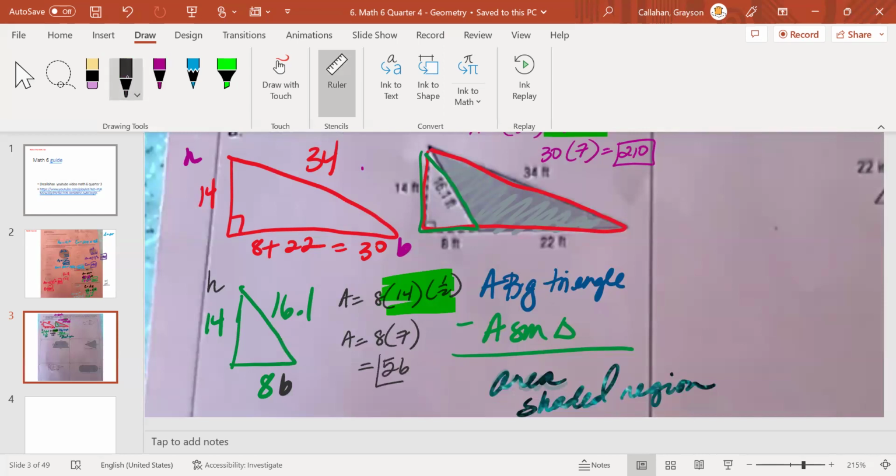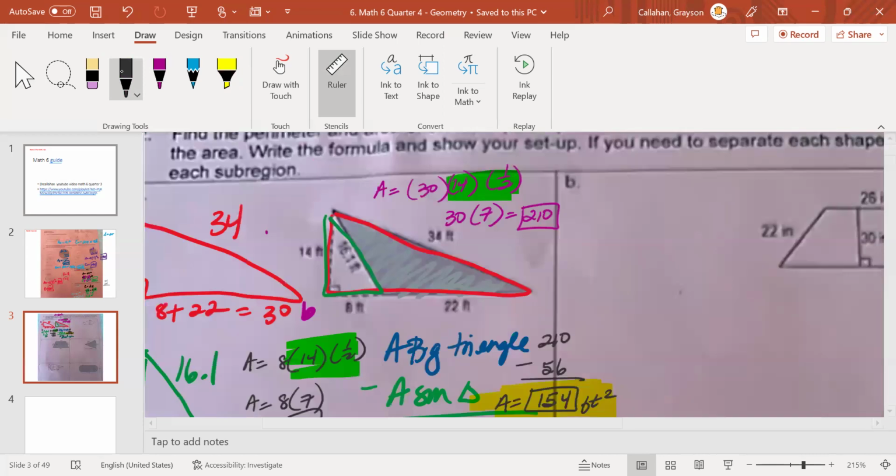Now you're going to have to subtract the two, okay? Area of the big triangle is 210. Area of the small triangle is 56. And when I subtract it, what do I get? That's going to be your answer. And what's the unit? Feet squared. Do you see that? So, actually maybe 154. Yeah, okay. There it is.